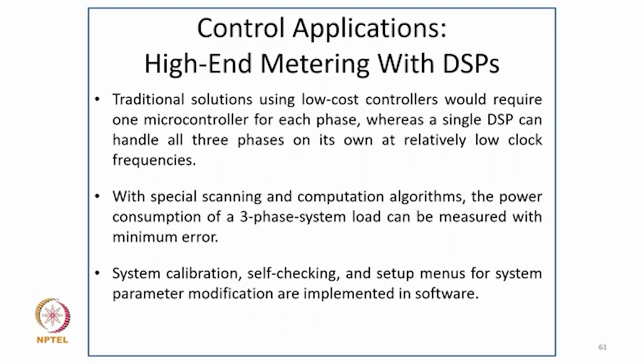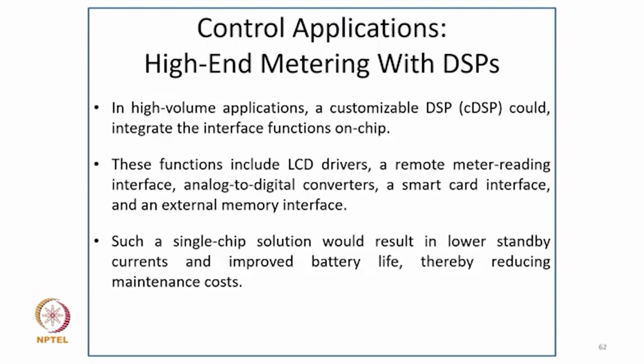So the traditional solution with a low-cost controller will require one microcontroller for each phase, whereas a single DSP can handle all 3 phases on its own at relatively low clock frequency. With a special scanning and computational algorithm, the power consumption of a 3-phase system load can be measured with minimum error, and system calibration, self-checking, and the setup menus for system parameter modifications are implemented in software.